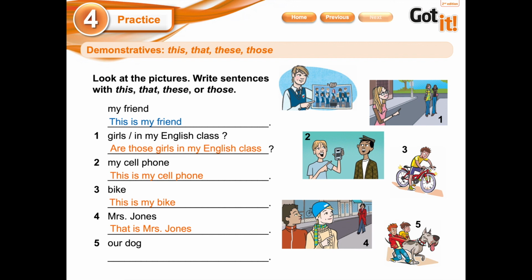And finally, we have number 5, "our dog." What is the correct option? This is our dog. Okay, boys and girls, I hope that you understand everything about this content. And if you have questions or doubts, you can write me, send me an email.